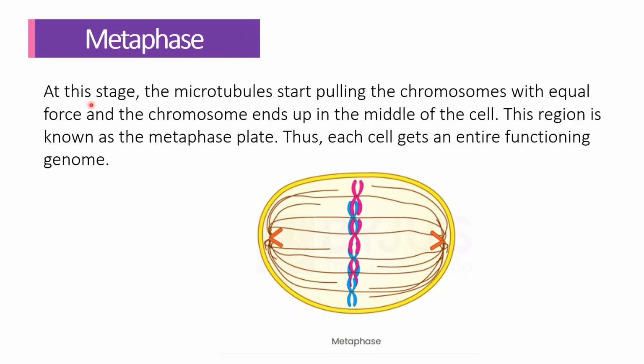The next phase is metaphase. At this stage, the microtubules start pulling the chromosomes with equal force and the chromosomes end up in the middle of the cell. This region is known as the metaphase plate. Thus, each cell gets an entire functioning genome.